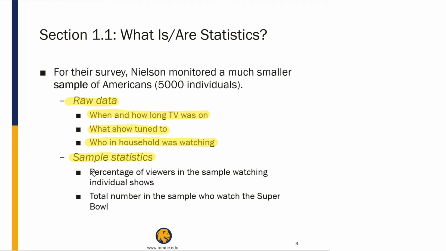So the sample statistics are like the percentage of viewers in the sample who are watching individual shows. So what percentage were watching the Super Bowl, what percentage were watching something different. Also, we have the total number in the sample who watched the Super Bowl. So the raw data is what we start with after recording the information from the population, and from that we create what we call statistics about the sample, called sample statistics.